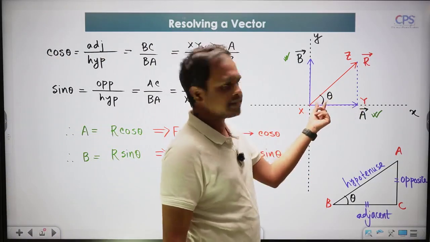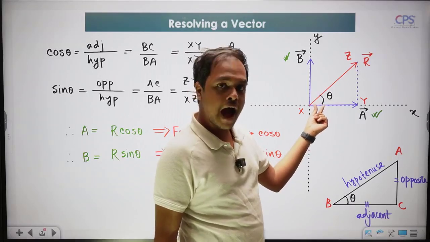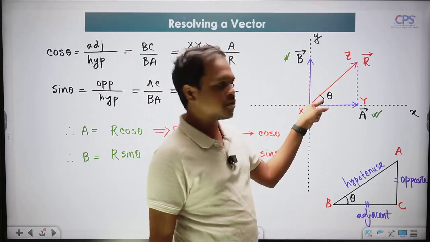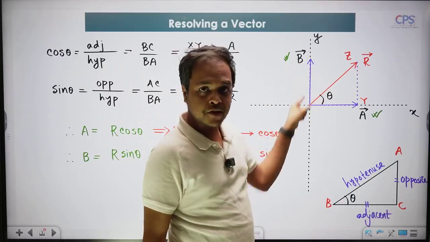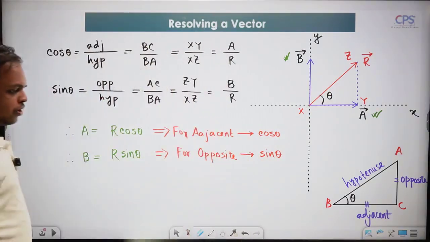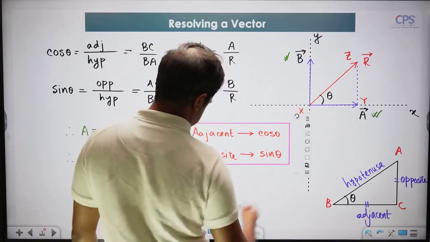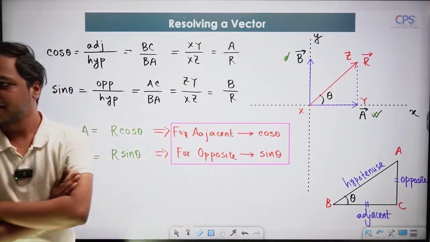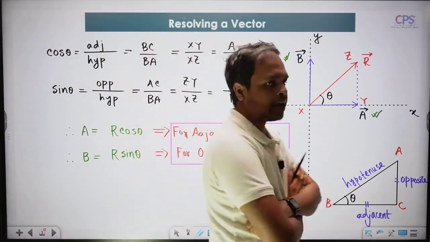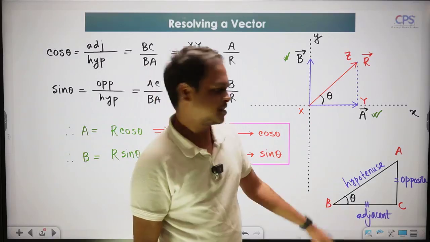See, A is adjacent. A is adjacent to this angle. That's why this is R cosine theta. And B is opposite to this angle. B is opposite to this angle theta. That's why it is R into sine of theta. So you need to remember this one. What should we call it? A trick, maybe? Maybe you should remember this as a trick. But nothing is a trick without logic, because the logic is here and you know this logic for many years.